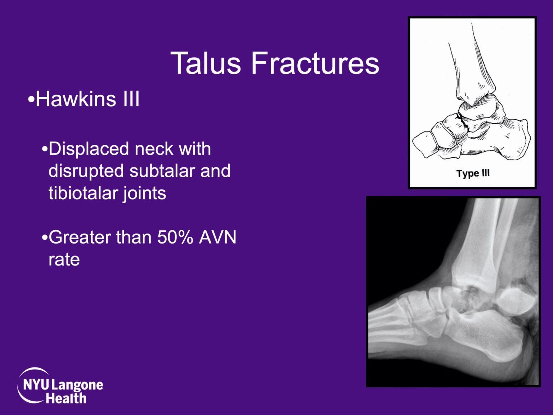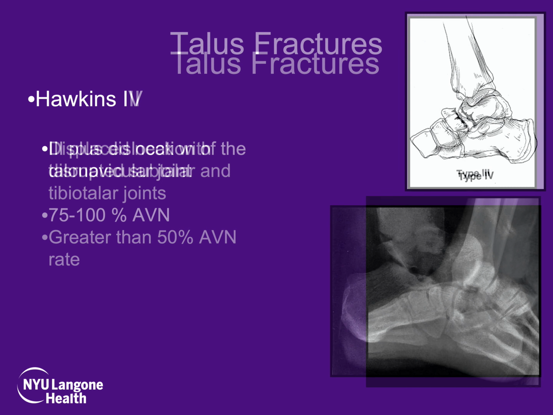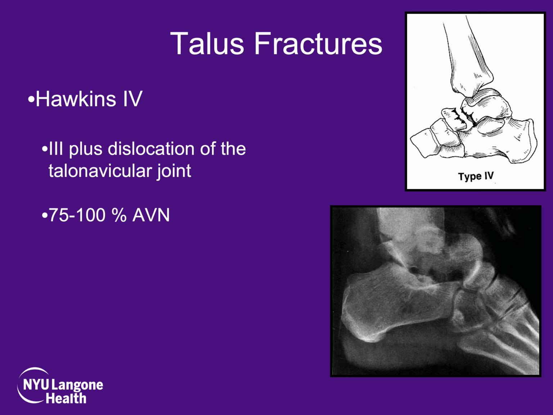Hawkins 3 are displaced neck fractures with disrupted subtalar and tibiotalar joints. Here, the rate of avascular necrosis is greater than 50%. These require operative fixation as well. The Hawkins 4, which is the least common and was described by Canale, is the type 3 plus disruption of the talonavicular joint. There is a 75 to 100% rate of AVN.